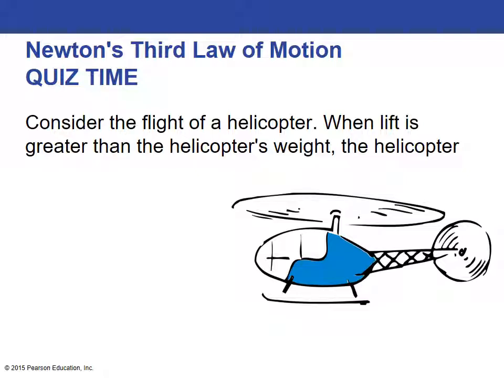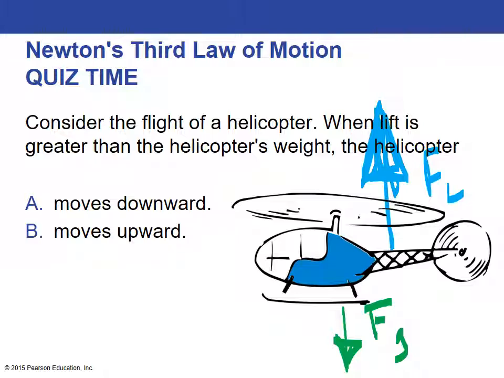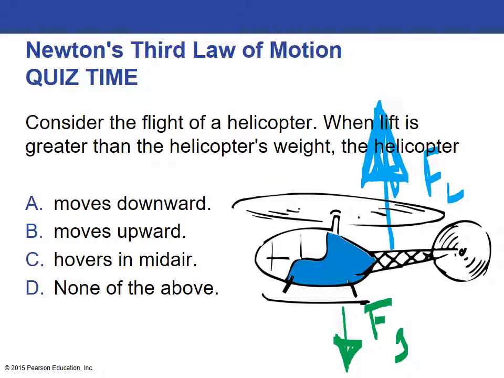Helicopter flying. So when the lift produced by the wings, or the rotor, pushing against the air, exceeds the force of gravity. So this is force due to gravity. This is force due to lift. What changes with the helicopter? Does the helicopter move downward? Does the helicopter move upward? Does it hover? Or do you not have enough information to answer that?